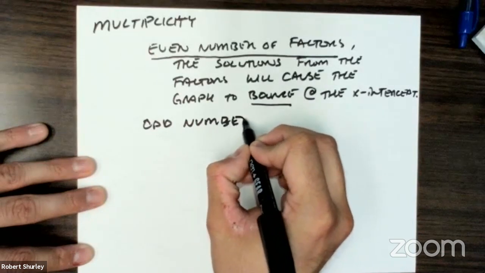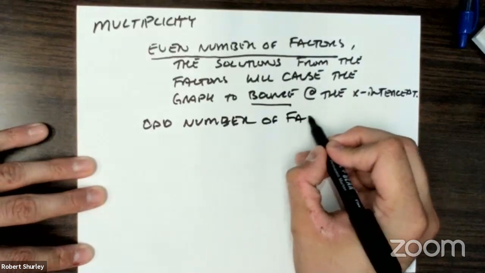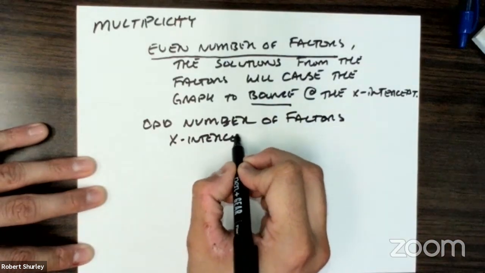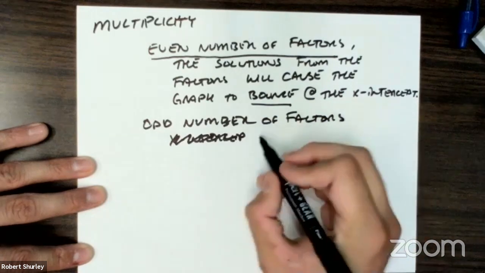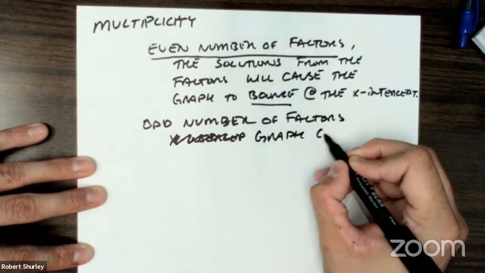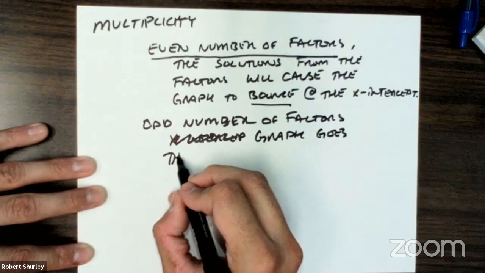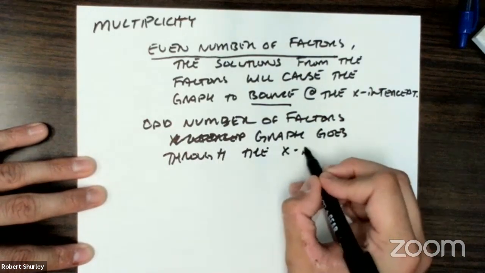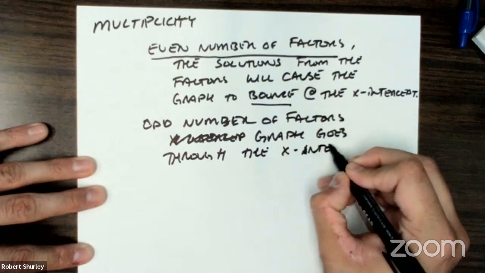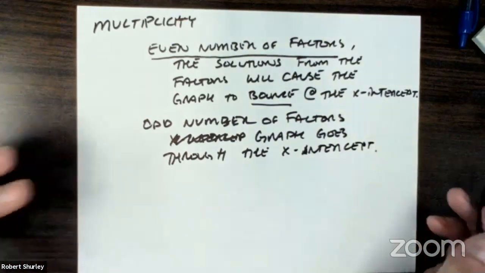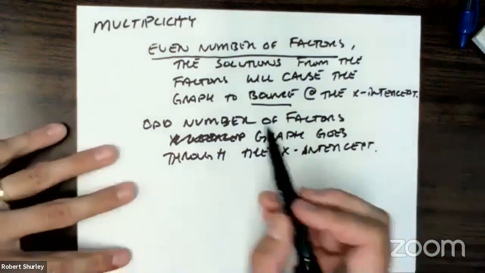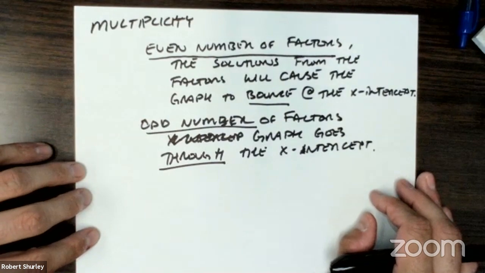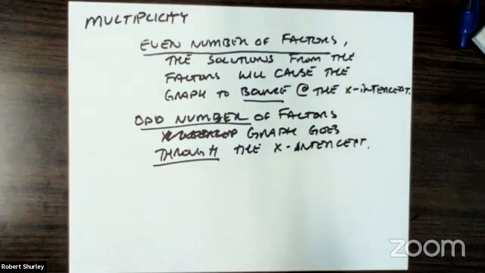Odd number of factors, the graph goes through the x-intercept. I can tell this is after an hour of talking, okay? An odd number, we go through, okay? That's all we really need. I apologize for this grammar. And it's what we've been doing so far.